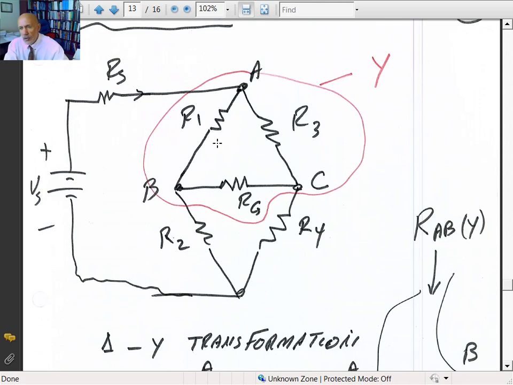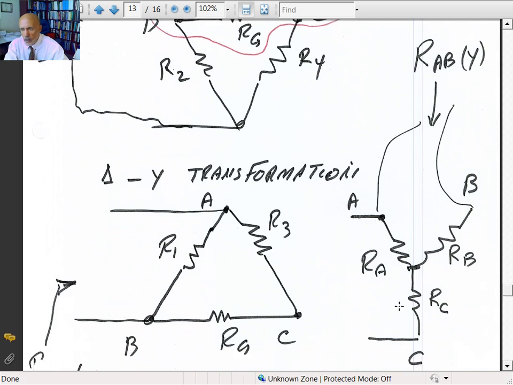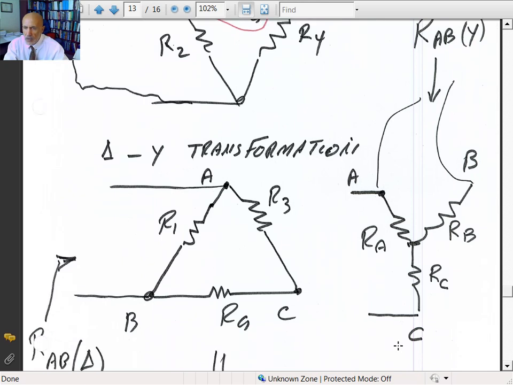To come up with R total, to simplify the circuit, there's a technique called delta to Y transformations. If I look at this delta connection, R1, R3, and RG are connected in the form of a delta. If I convert that into the Y connection, so R1, R3, and RG, if I convert that to R of A, R of B, and R of C with points A, B, and C again, then I should be able to combine the resistances to come out with R total. That's called Y-delta or delta-Y. You can do it either way. You can do delta-Y and Y-delta transformations.